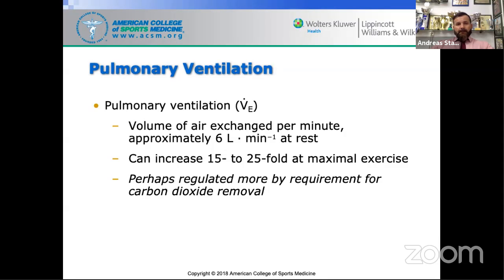Now, pulmonary ventilation. When we are at rest, we are moving 6 liters per minute. When we are at maximum exercise, you see that it's 15 to 25 times more. Wow, right? And lately, we thought it was mostly about oxygen. But now we think that maybe this happens not so much to provide oxygen, but mostly to remove the carbon dioxide.